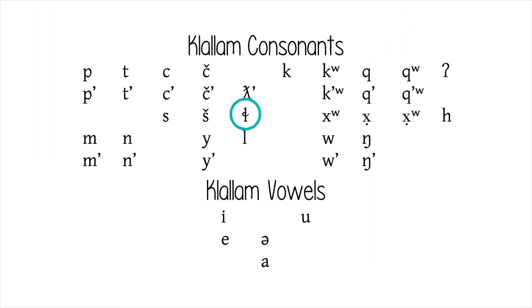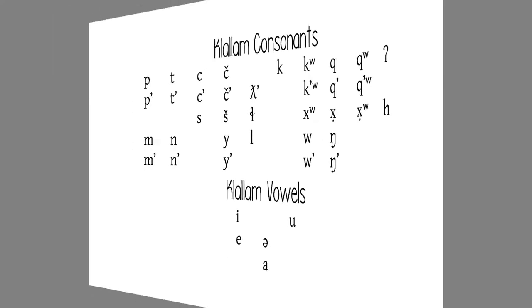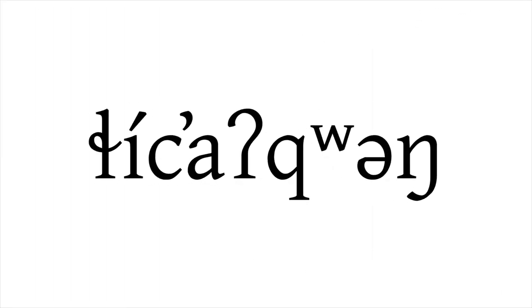The next letter is called a barred L, and is described as a juicy sound. Hold your tongue in position for a T and blow. It's in the Klallam word for haircut. Hlitsekwong.